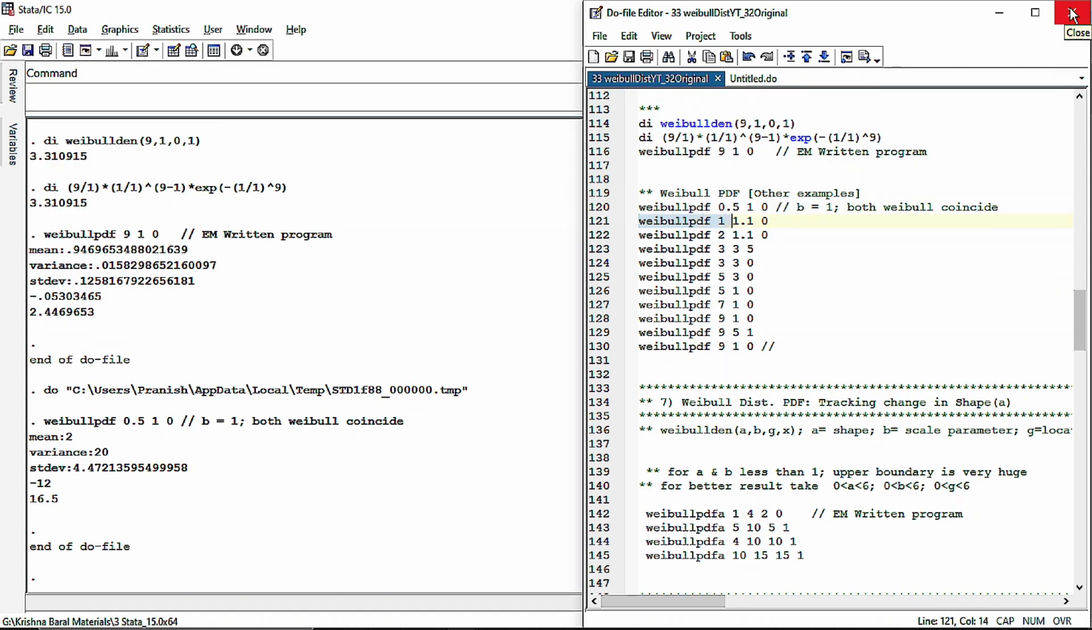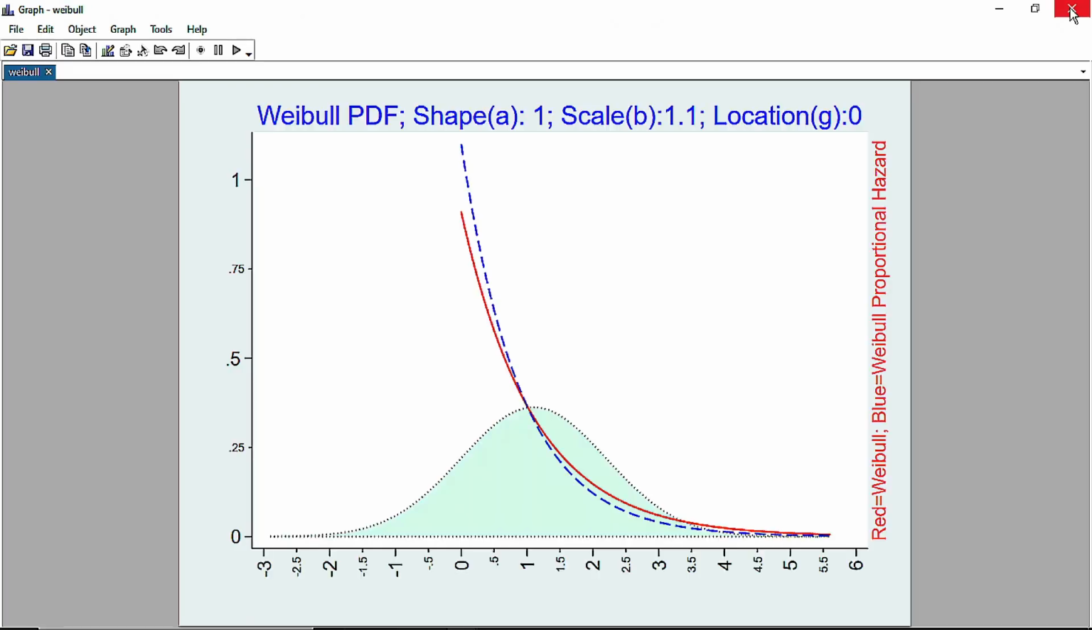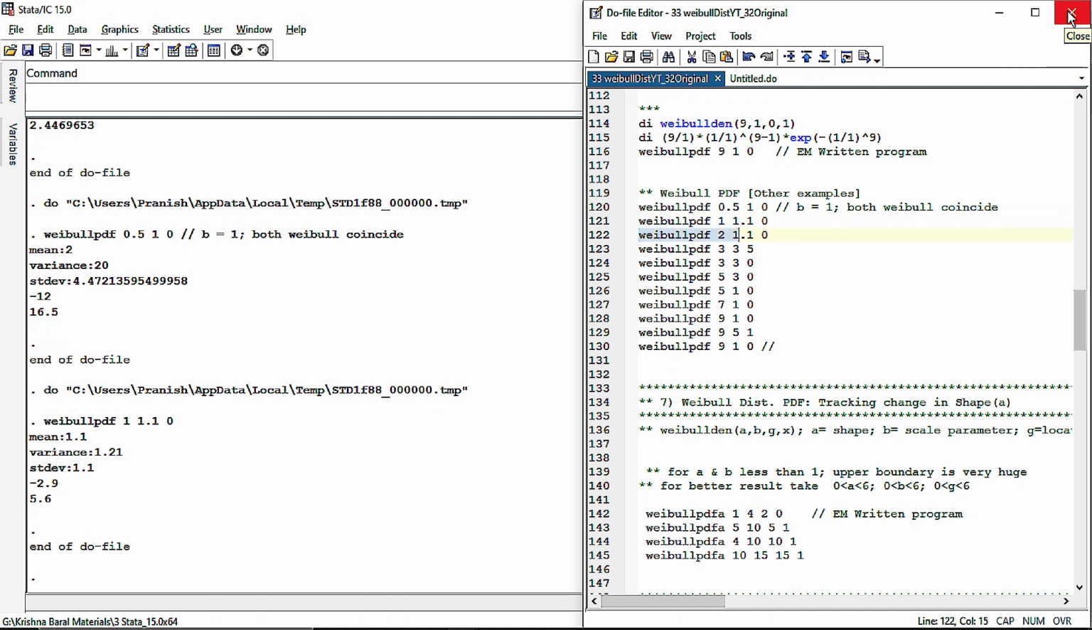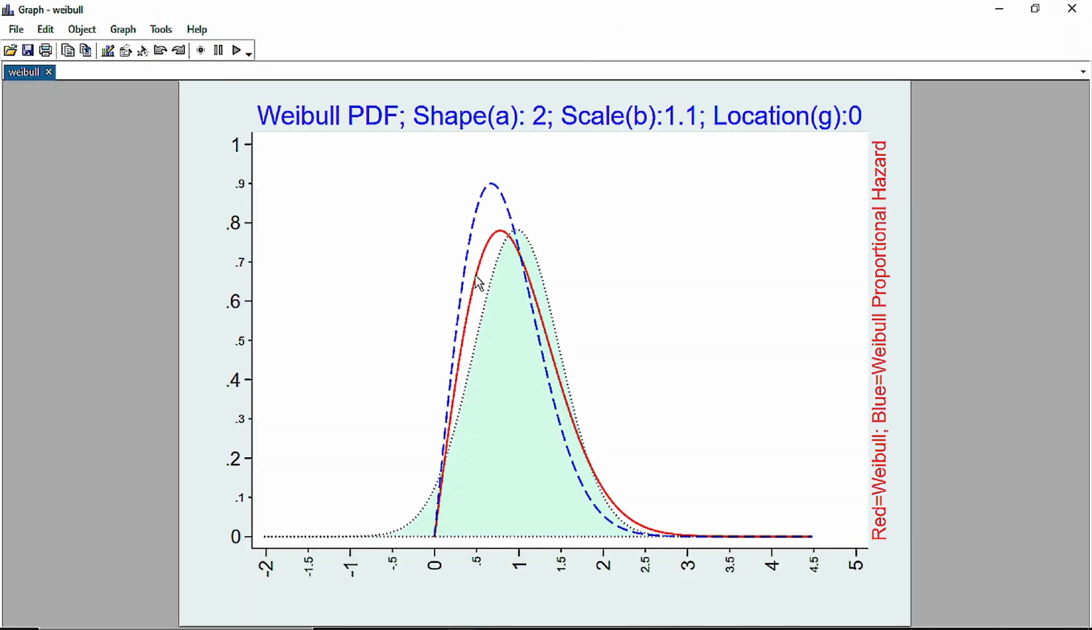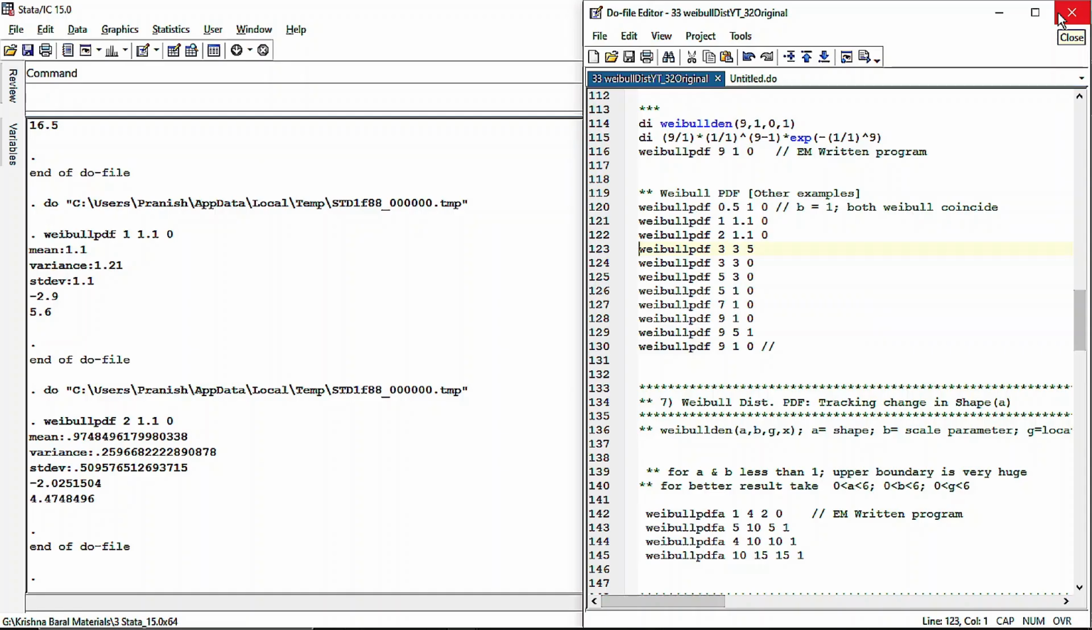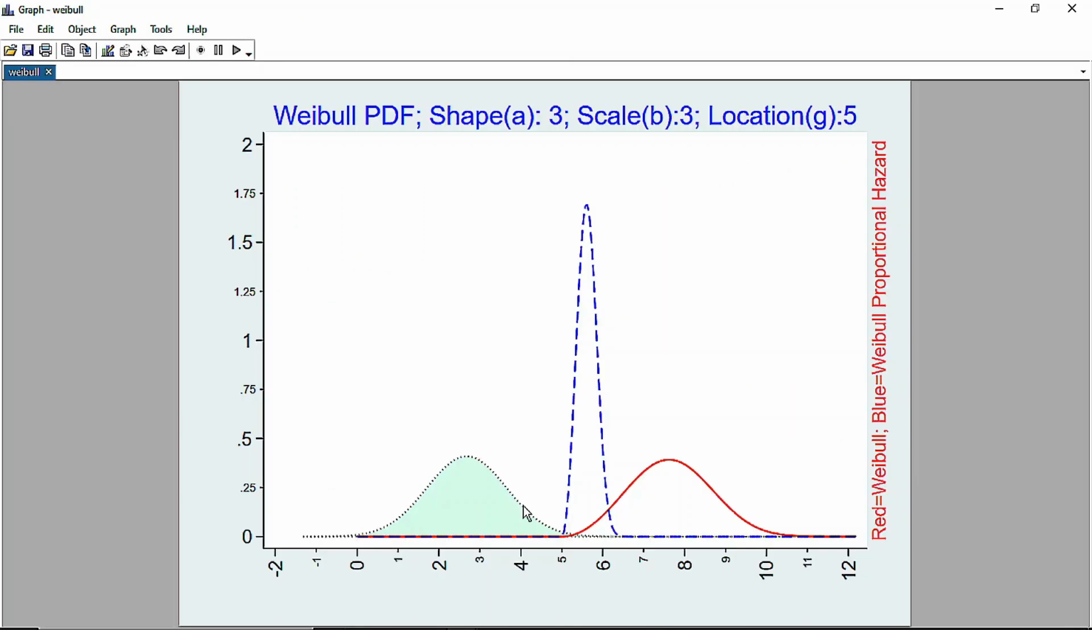Shape parameter 1, scale parameter 1.1, and location parameter 0, we get this kind of graph. And the shape parameter is 2, scale parameter is 1.1, location parameter is 0, we get this kind of graph. The red one indicates the Weibull distribution, while the graph with the blue dash line represents the Weibull proportional hazard distribution. Shape and scale parameter is 3 and location parameter is 5. This one is the normal distribution.